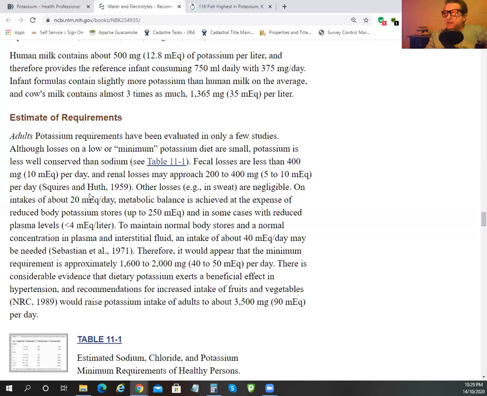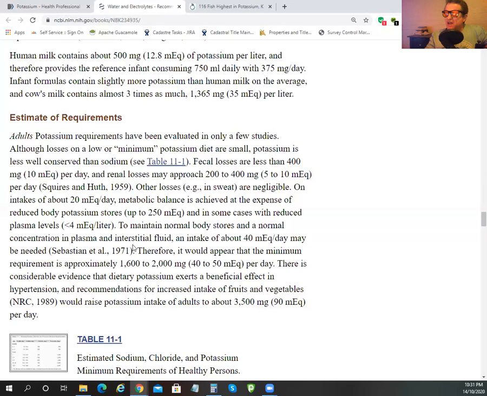On the intake, about 20 mEq a day, which, as you can see, is about 800. So this is the sort of level. Metabolic balance is achieved at the expense of reduced body potassium stores. So if you've got reduced potassium stores and you've come off a bad diet, a sad diet, and you're providing your body with about 800 milligrams, so double that, then basically you'll be fine. Metabolic balance is achieved. And in some cases with reduced plasma levels, which is quite low, that's about 200 or whatever.